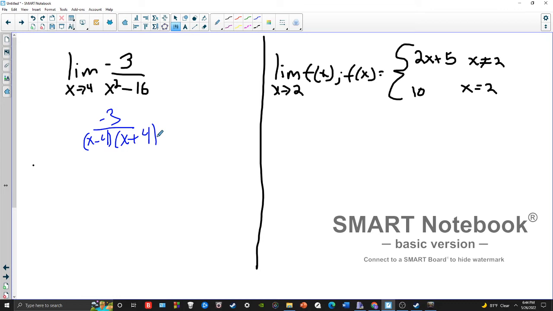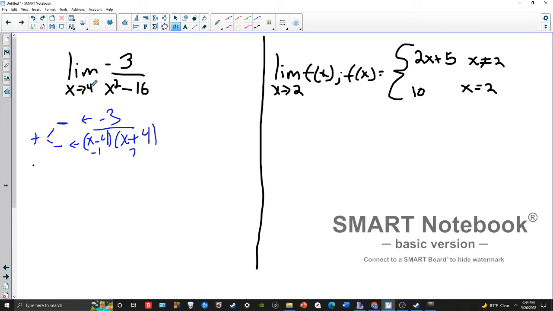So what do I do? I check. If x is less than 4, what kind of sign am I going to have? A positive or negative number at the end? Well, what's a number less than 4? 3. If I plug in a 3, what's going to happen on top? It's going to stay negative. What's going to happen on bottom? If I plug in a 3, this will be negative 1. This will be positive 7. Negative 1 times positive 7 is negative, and therefore this is going to end up being positive.